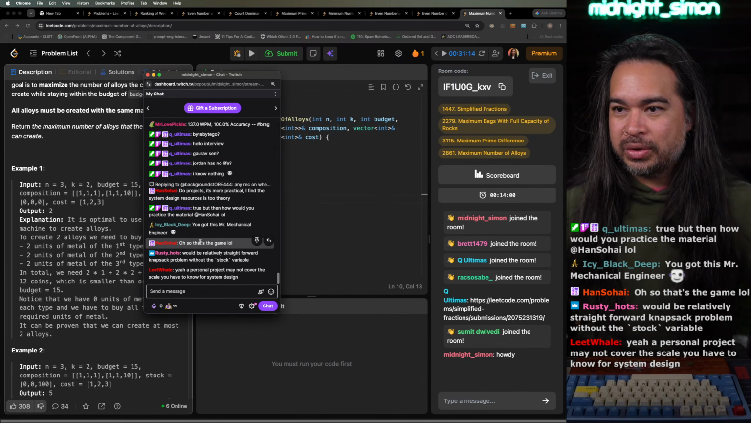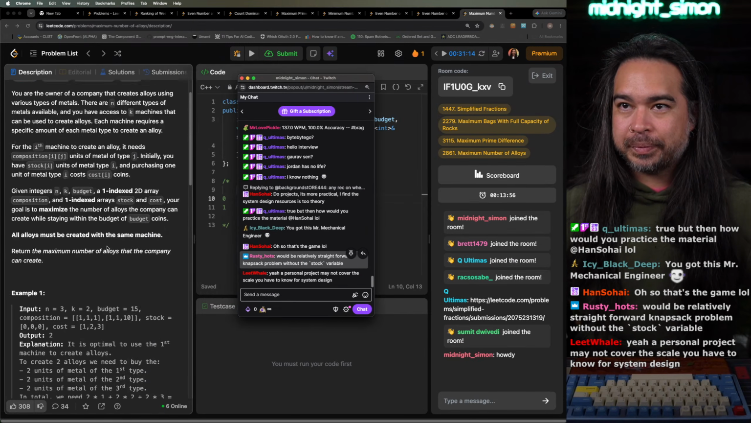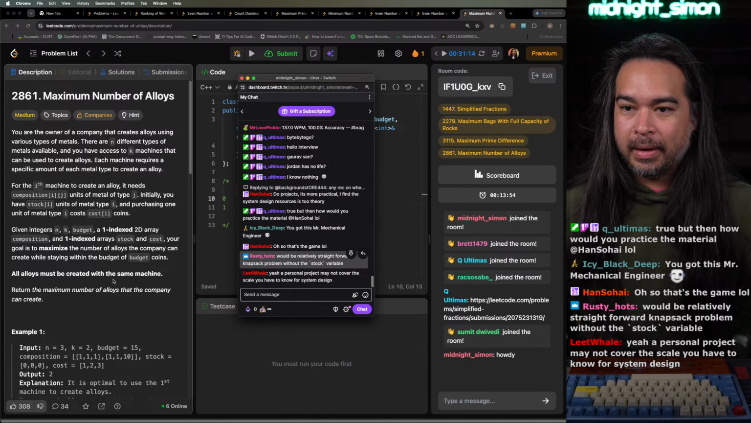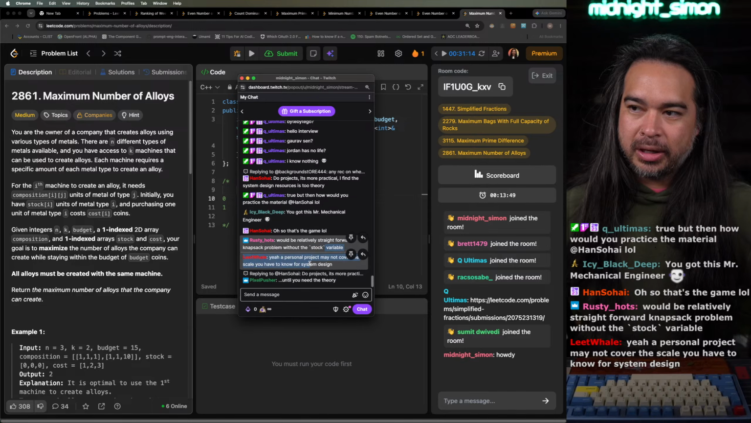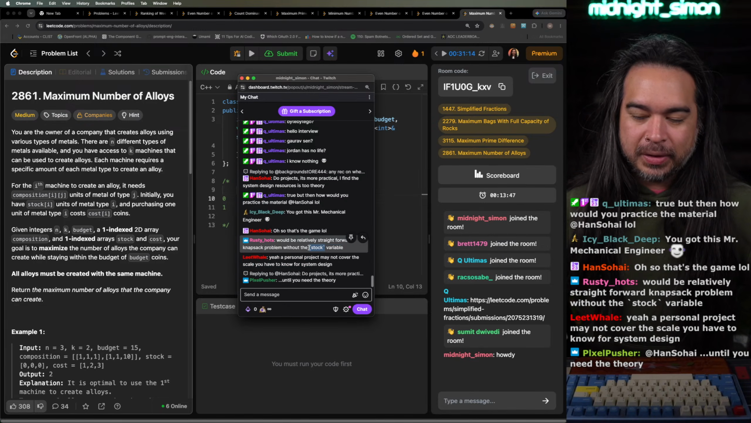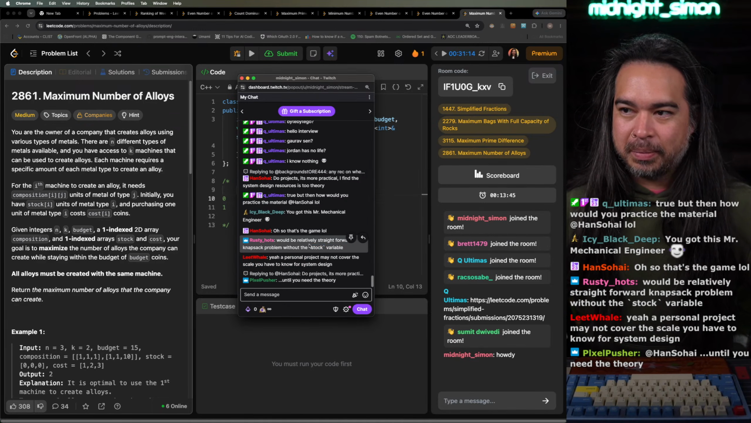Would be relatively straightforward knapsack problem without the stock variable. Yeah, well, the stock variable is basically unbounded knapsack versus bounded knapsack, I think, but we'll see.